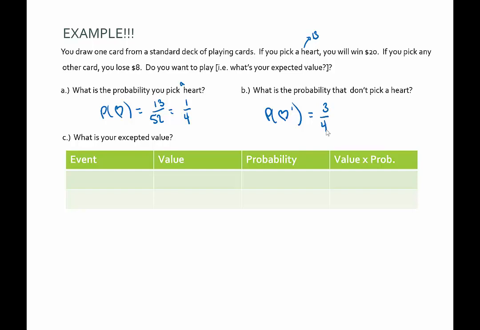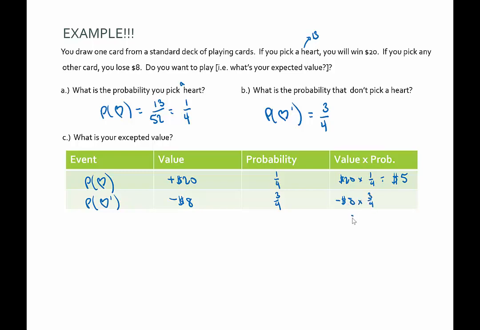I like my table. Let's fill in my table. Probability of the event is drawing a heart. The value of a heart is a positive $20. The probability of selecting a heart is 1 over 4. The value of $20 by the probability, 1/4. We get a positive $5 here. How about not a heart? So heart, not. The value of that is minus $8. The probability that we don't select a heart is 3 out of 4. Then we would do minus 8 times 3 over 4.